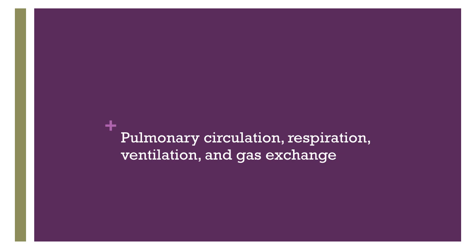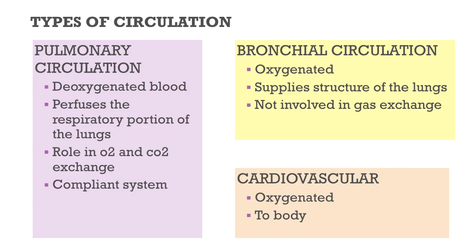So next we're going to talk about pulmonary circulation, respiration, ventilation, and gas exchange. When we talk about circulation, we're really talking about three different types. We're talking about the pulmonary circulation, which is essentially the deoxygenated blood that is coming from your heart, that is responsible for exchanging oxygen and carbon dioxide.